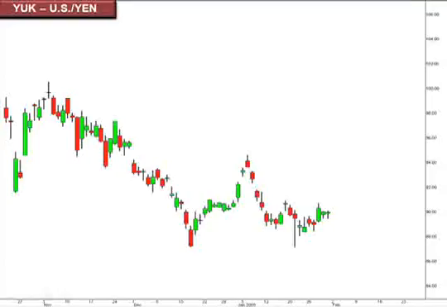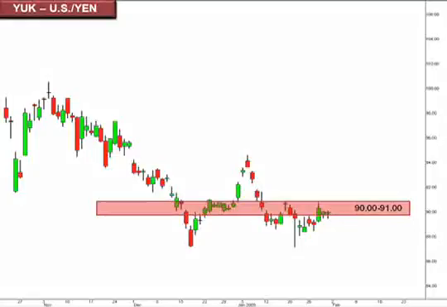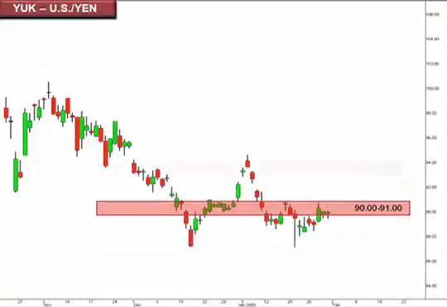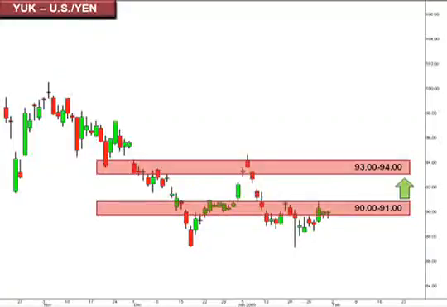All right, next up, the YUK, the US versus the Japanese yen. Now, the pair value rallied into the 90 to 91 focal zone, where we currently see some signs of consolidation taking place. Now, continued apprehension here is likely to give way to a drop down into the 87-88 range. However, a break above 91, supported by signs of upside momentum, will push the pair value towards that 93-94 box.